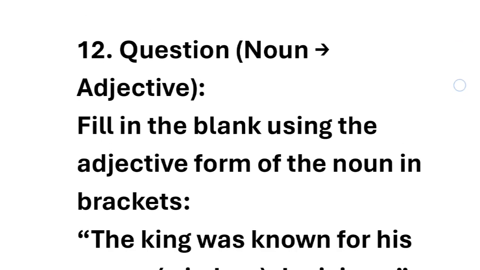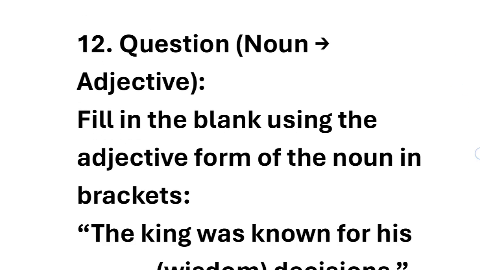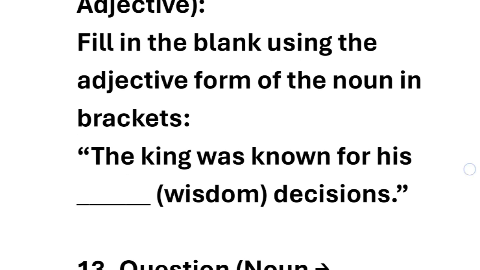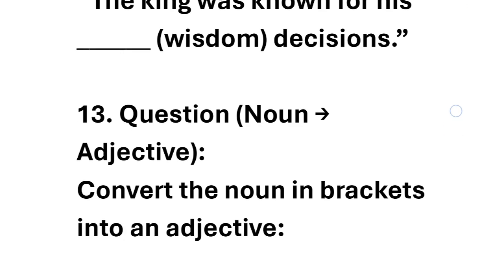Always remember. Question 12 says, again from noun to adjective you have to make. Fill in the blank using the adjective form of the noun in brackets. The king was known for his dash decisions. In brackets there is the noun wisdom and you have to make it an adjective. How will you do? You have to make your attempt.